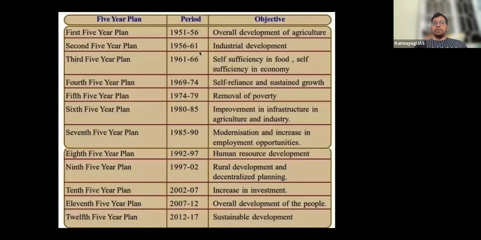First 5-year plan, overall development of agriculture. Second one, Mahalanobis strategy, industrial development. Third 5-year plan, self-sufficiency in food, self-sufficiency in economy, right? And then the fourth 5-year plan, self-reliance and sustained growth. Fifth 5-year plan, removal of poverty. Sixth 5-year plan, improvement in infrastructure, agriculture and industry. Seventh 5-year plan, main focus is modernization and increase in employment opportunities. 8th 5-year plan, human resource development. 9th 5-year plan, rural development and decentralized planning. 10th 5-year plan, increase in investments. 11th 5-year plan, overall development of people. 12th 5-year plan, sustainable development. So these are the 5-year plans.